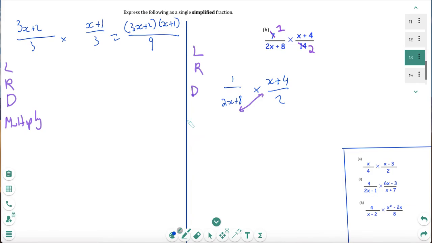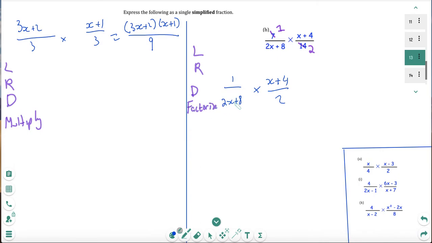Anything in common? Well, how many terms do we have? We have 2x, 8, x, and 4. Anything in common between those 4 terms? Crap, nothing in common. But, my friends, sometimes there's a little trick we can use. We can factorize.